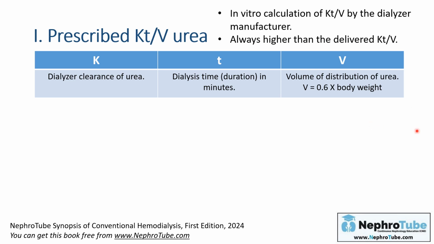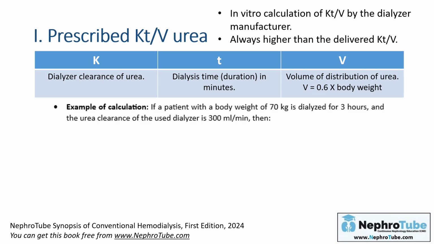This is because urea is a small molecule. The small molecular weight of 60 dalton allows it to move easily between intracellular and extracellular body compartments, and this makes urea concentration equal in both intracellular and extracellular compartments. That's why the volume of distribution of urea is equivalent to the volume of water in the body. So to calculate the volume of distribution of urea, we use the same equation of total body water.